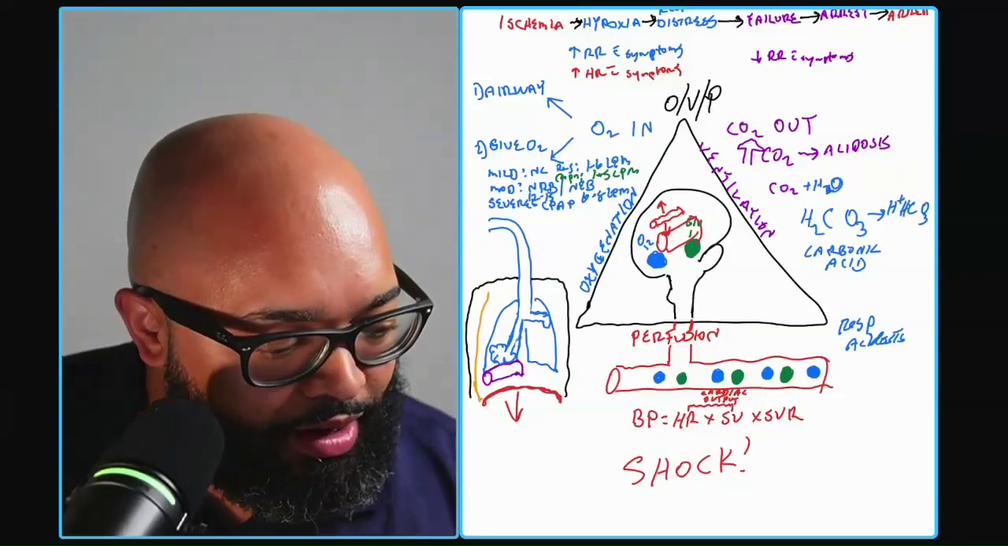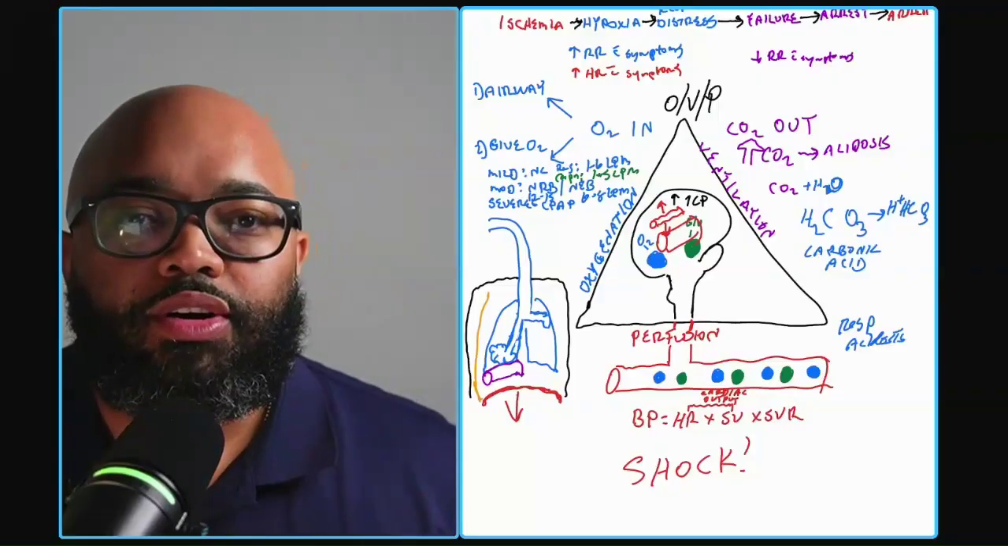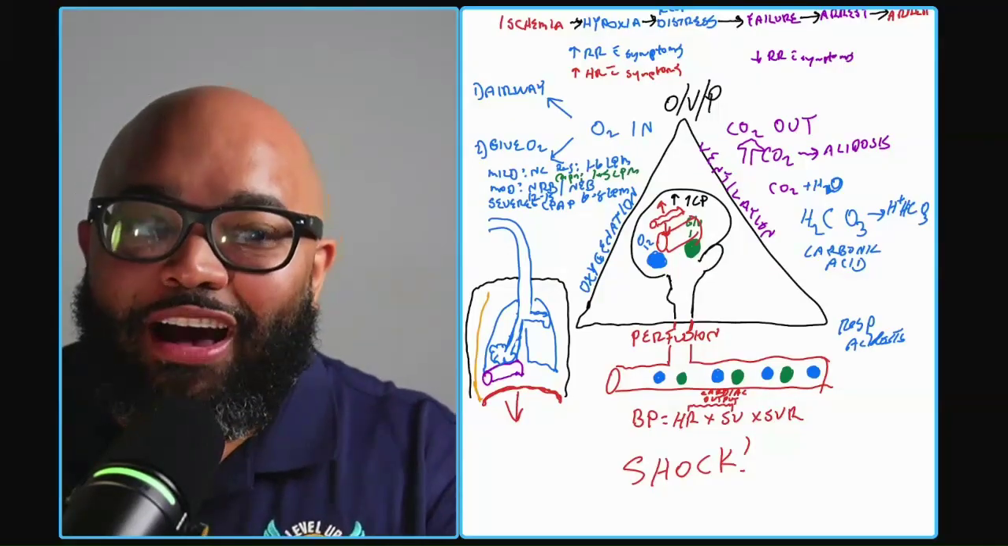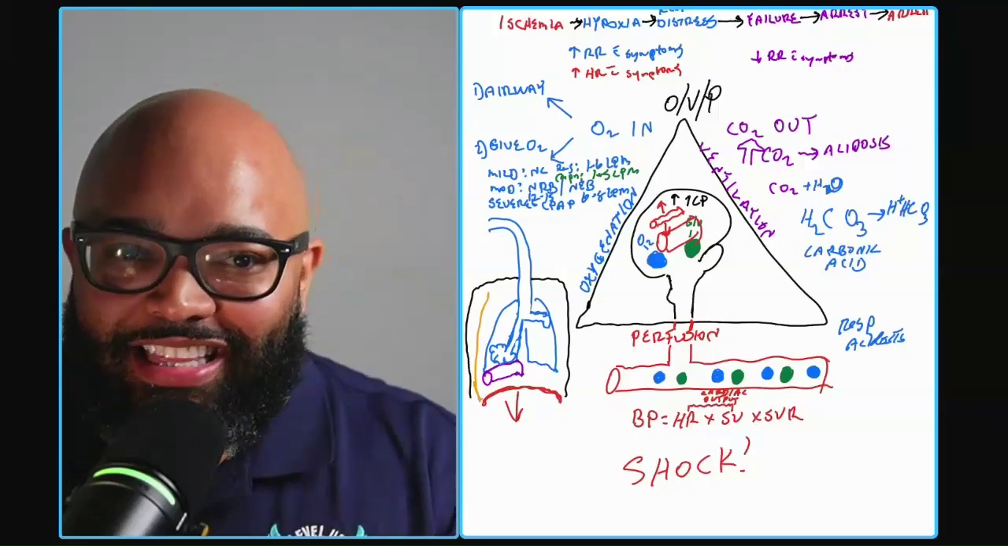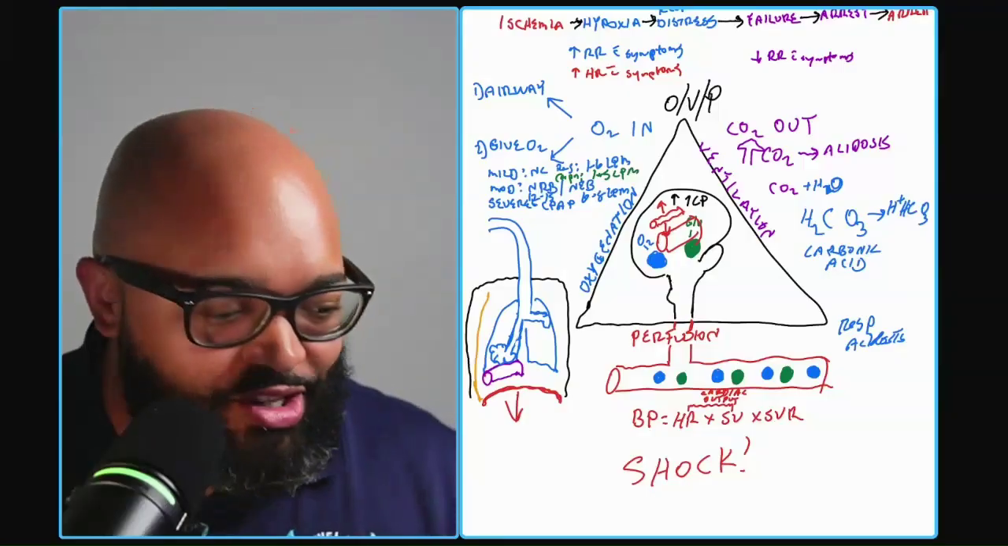Increased cranial pressure. So now I have increased intracranial pressure. This all came from not ventilating. This is why ventilation is so important. This is why we've got to get rid of that CO2, because these are all the things that start to happen.